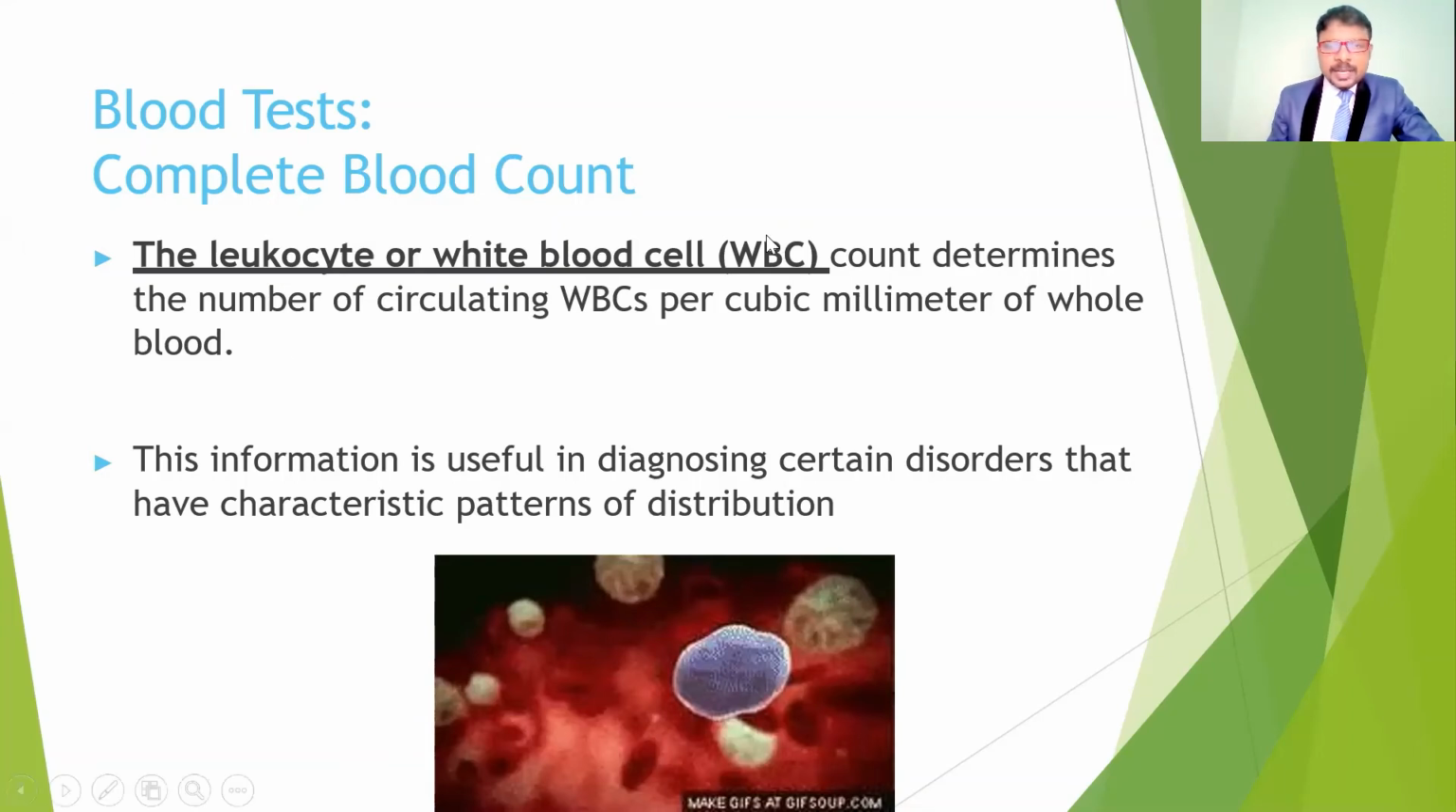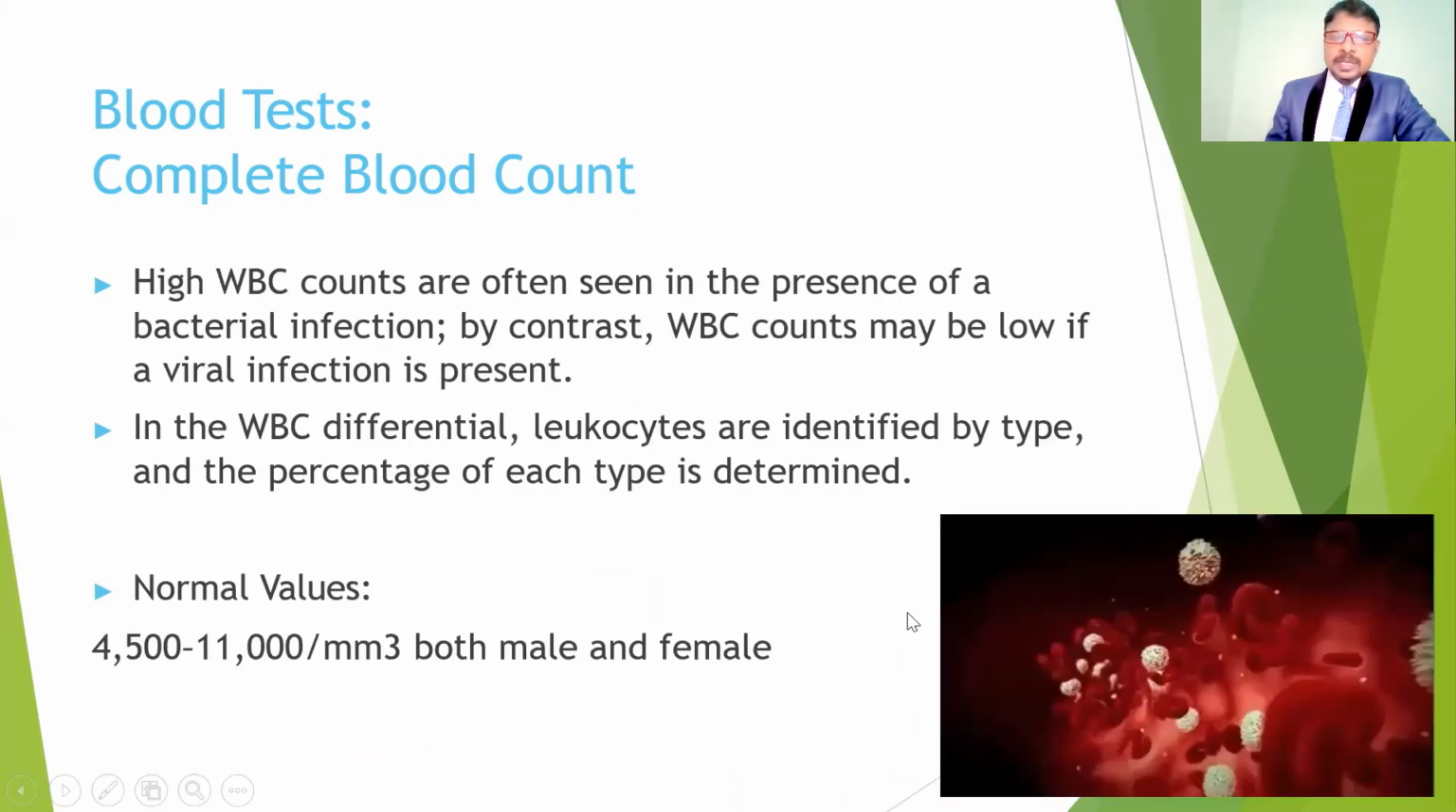So here, if you see, the normal count determines the number of circulating WBC per cubic millimeter of whole blood. This information is useful in the diagnosis of certain disorders that have a characteristic pattern of distribution. So if anybody has an infectious disorder, or a characteristic pattern of distribution, we are going to find it with this WBC count.